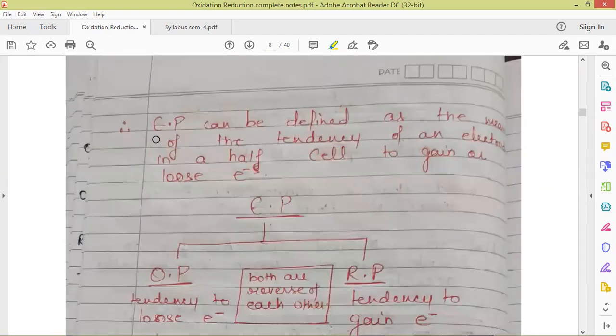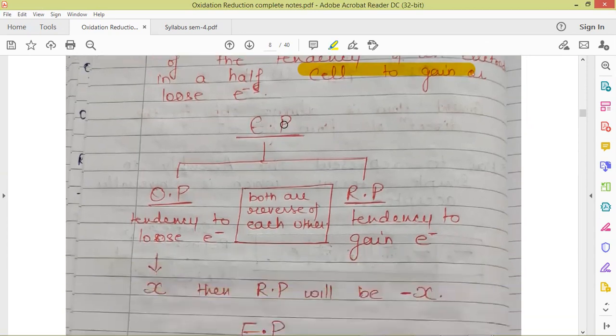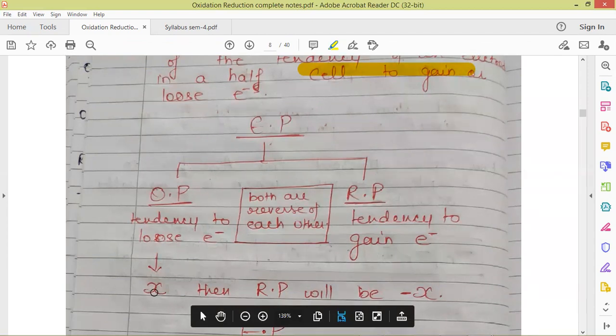Electrode potential can be defined as the measure of the tendency of an electrode in the half cell reaction to gain or lose electrons. Electrode potential is of two forms, oxidation potential and reduction potential. Both are the reverse of each other. If the value of oxidation potential is X, then the value of reduction potential for the same set of ions or the same cell is going to be minus X.